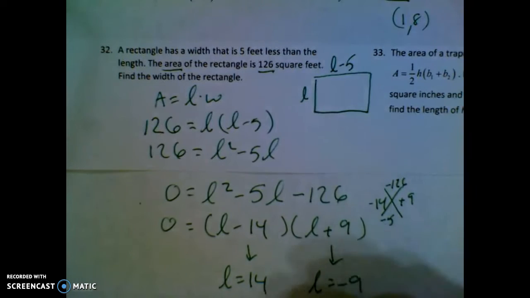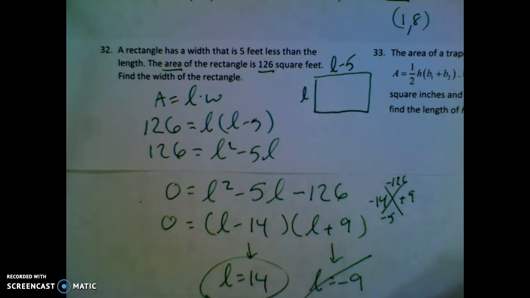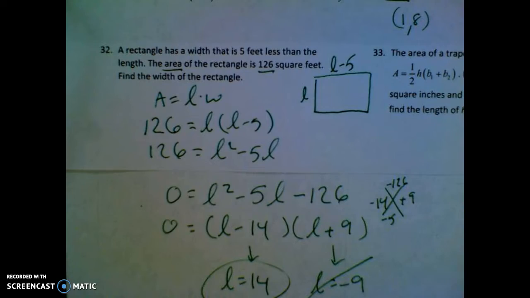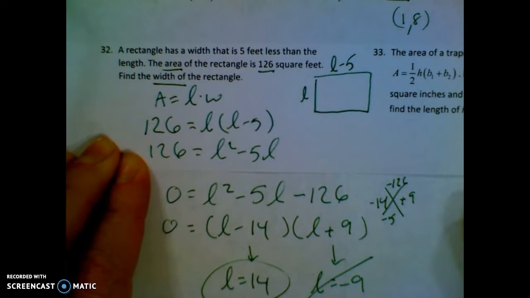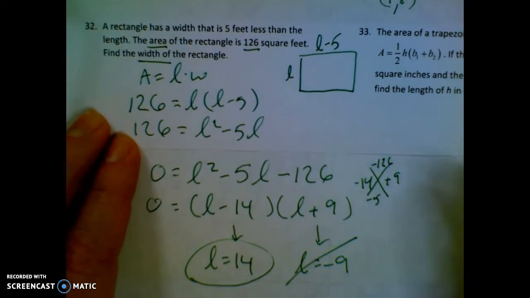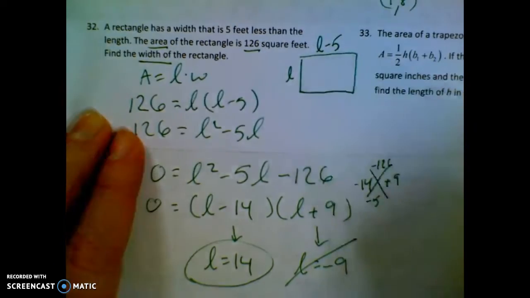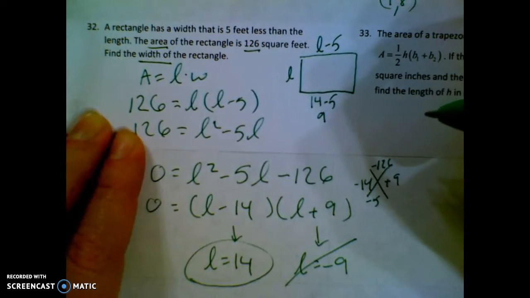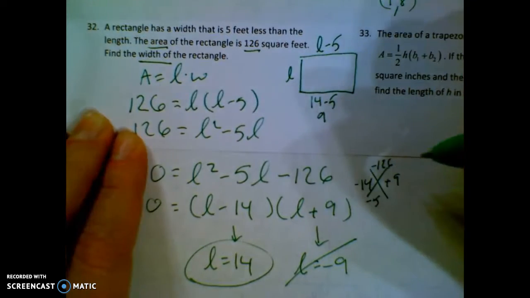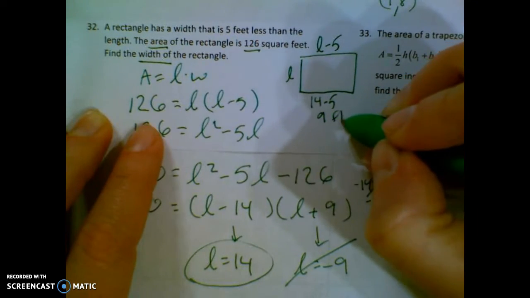Obviously, I can't have a negative 9 length, but I can have a positive 14 length. But then read the question. The question said, find the width of the rectangle. So I've got to go ahead and plug that back in. So the width was L minus 5, so 14 minus 5. So the width is 9 feet.